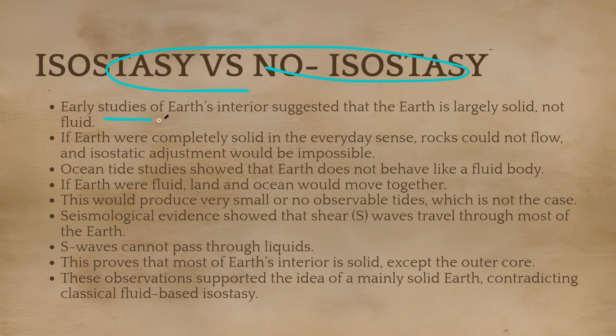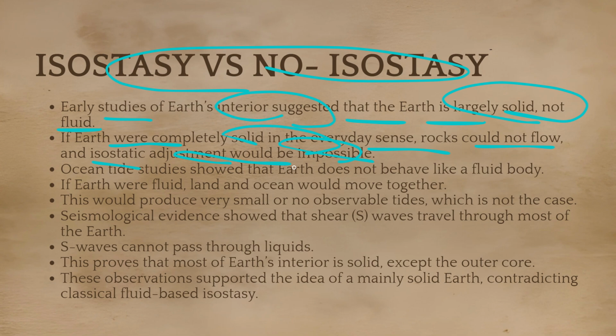So early studies of Earth's interior suggested that Earth is largely solid, not fluid. It was found that the Earth's interior is solid and not fluid at all. If Earth were completely solid in the everyday sense, rock could not flow and isostatic adjustment would be impossible. But there's a big but here: if the Earth is completely solid, then this whole chapter we can throw in the garbage.